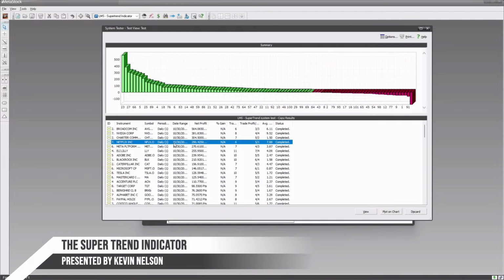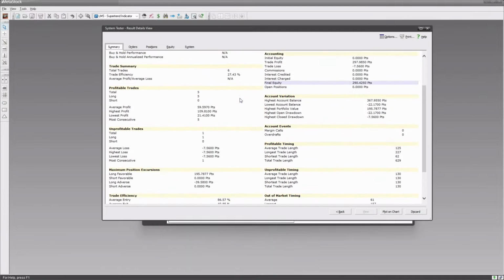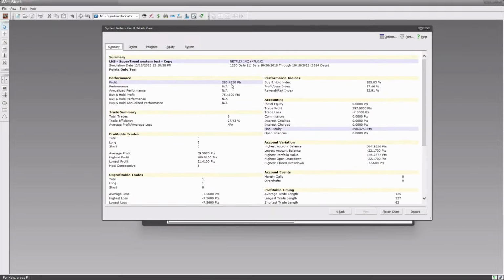Like, for example, there's Netflix. Let's open this one up. This one generated 290 points, and the buy and hold on Netflix was only 75 points. So this system did really well, or really fit Netflix really well, I should say. There were 6 total trades. 5 of them were winning trades and only 1 loss. The average winner was over 59 points, and the average loss was about 7.5 points. And again, down here at the bottom, you were out of the market almost 2 years, meaning you generated this in about 3 years of time.